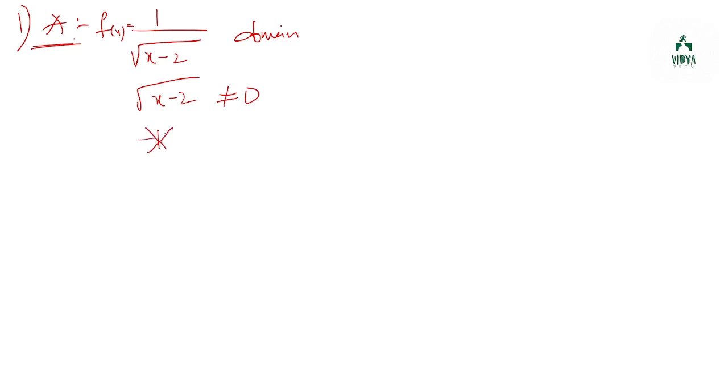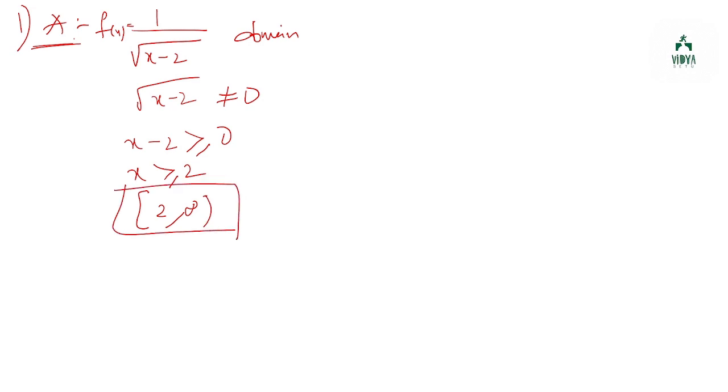Because the value inside the square root can never be negative, x minus 2 should be greater than or equal to 0. That means x should be greater than or equal to 2, so the domain is 2 to infinity. That's it. Done. This is the domain.